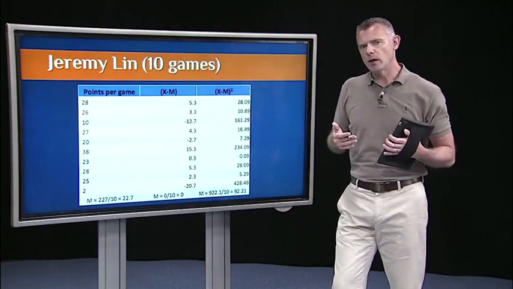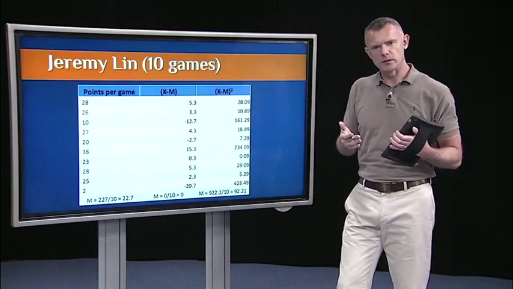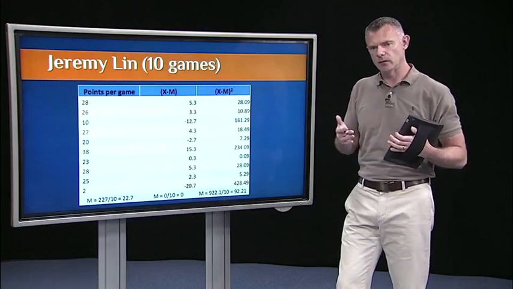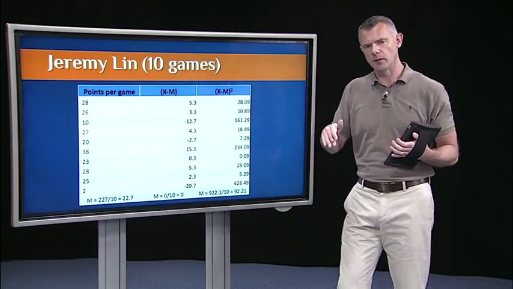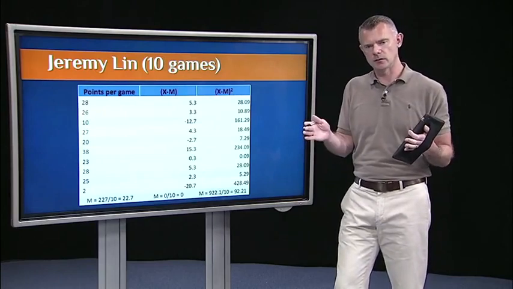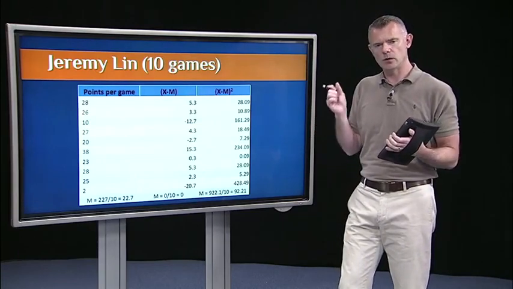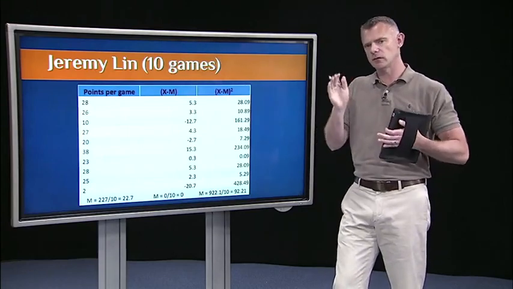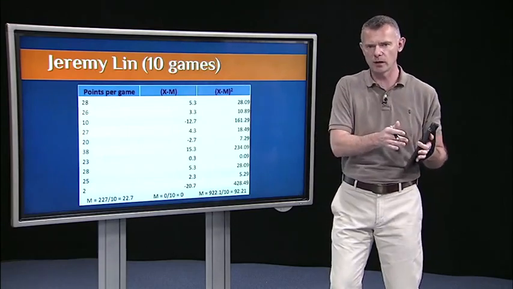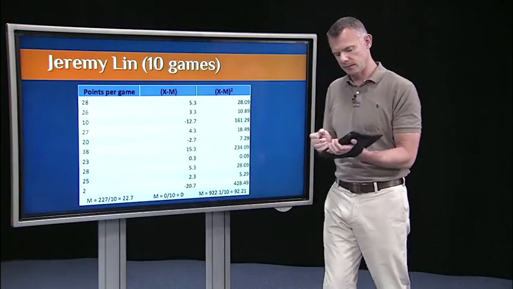But I also might want to know, and it's an important statistic to look at if you're looking at the quality of players, is how variable are these players across a certain stretch of games. So was Jeremy Lin consistent across these 10 games, or was he all over the place, having a good night one night, a bad night the next night?